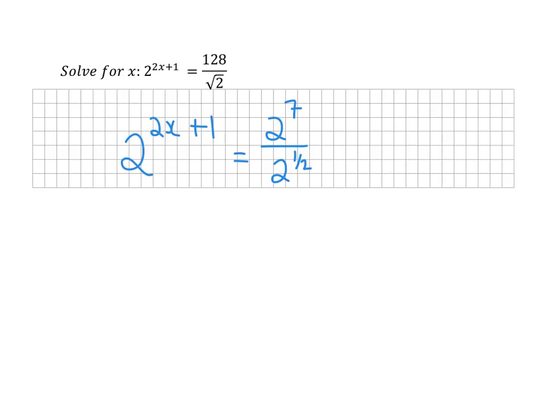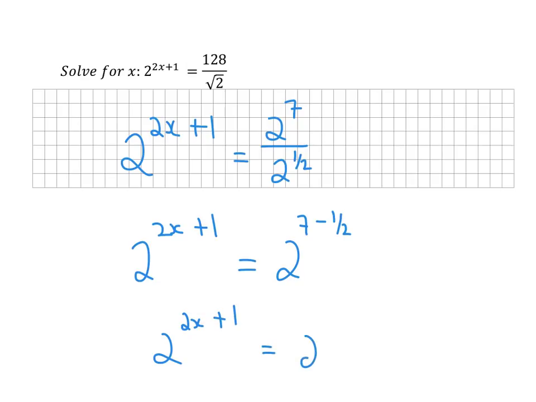Okay, here then, keeping this the exact same, I have 2 to the power of 2x plus 1 is equal to 2 to the power of 7 minus a half. And again, I have here 2 to the power of 2x plus 1 is equal to 2 to the power of 6 and a half, or keeping it all as one fraction, 13 over 2. Now I can easily just cross out the two bases here because I have just one term on either side.